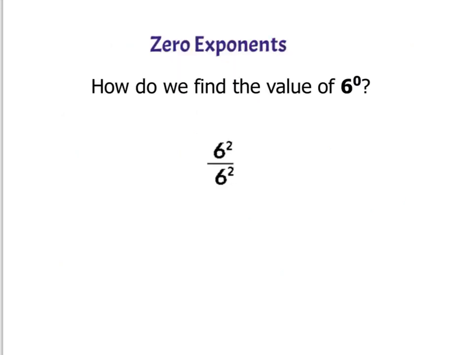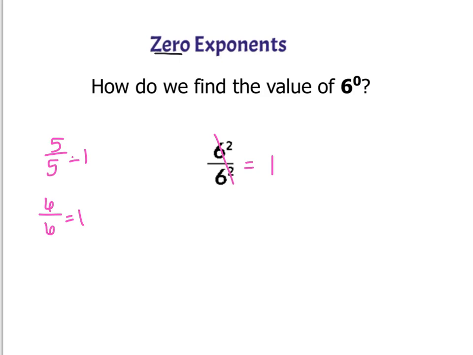So now we have a 0 as an exponent. So how do we find the value of 6 to the 0 power? Well, if we take a look at this example, 6 squared divided by 6 squared, we should know by now that when you divide any number by itself, it is always 1. So that means 6 squared divided by 6 squared, they basically cancel out and I'm left with 1. So for example, if I was just given a number, 5 divided by 5 is 1. 6 divided by 6 is 1. Any number, any term divided by itself is always 1.